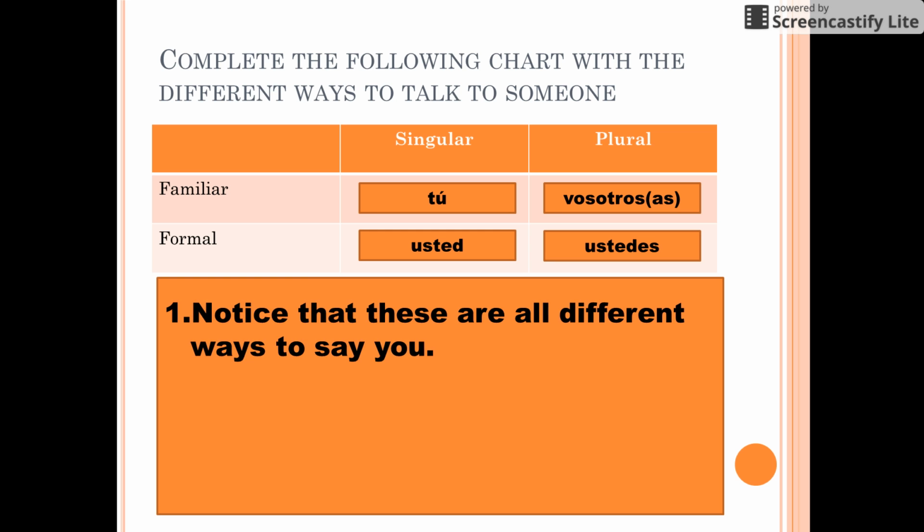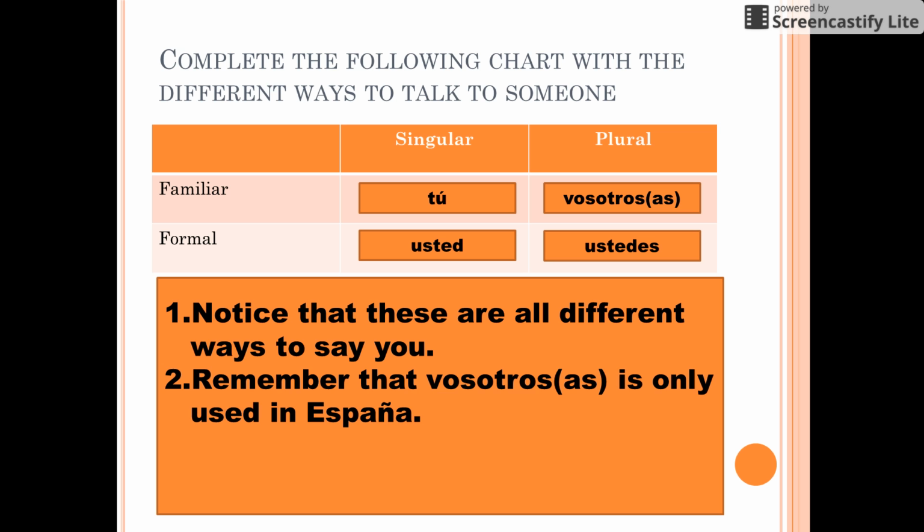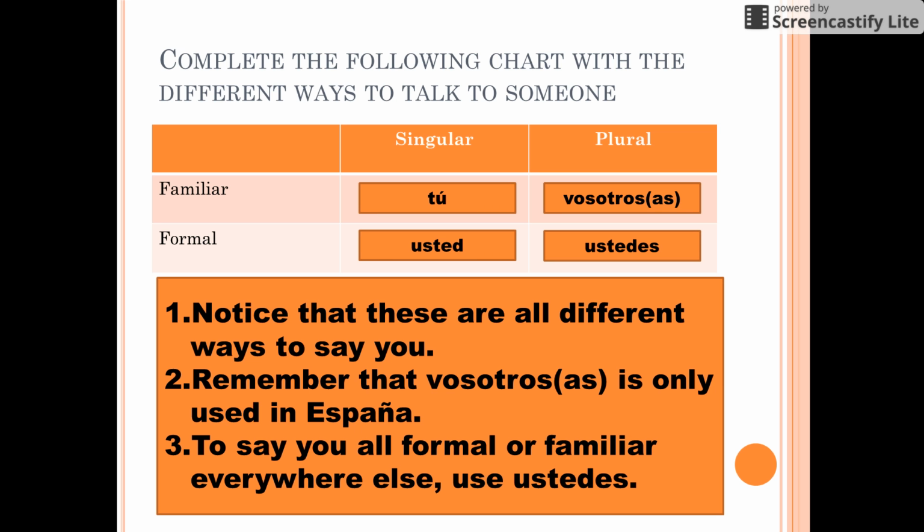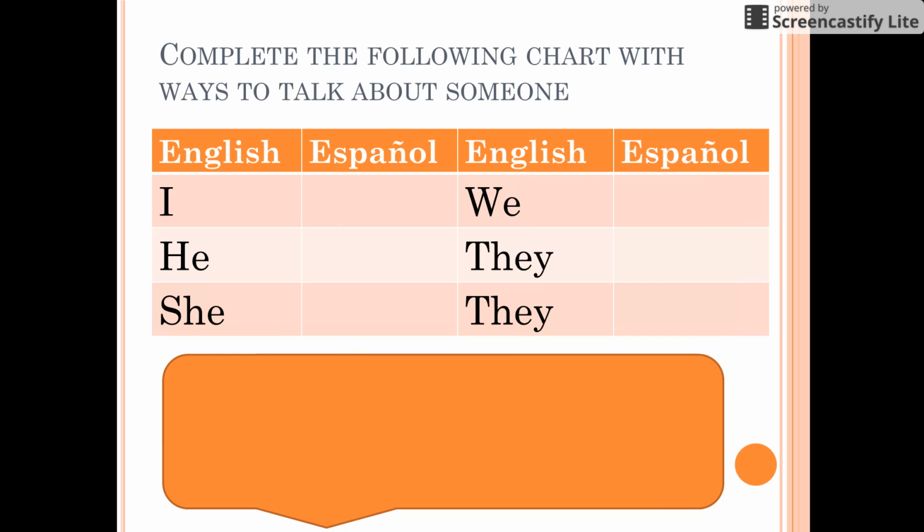Couple of points to remember. Notice that these are all different ways to say you. Remember that vosotros, vosotras is only used in España, Spain. And número tres, to say you all, formal or familiar, everywhere else, use ustedes. Now, we talked about addressing someone or saying you to somebody and the 4 different ways to do that. Now let's talk about when we talk about someone. So complete the following chart with ways to talk about someone.